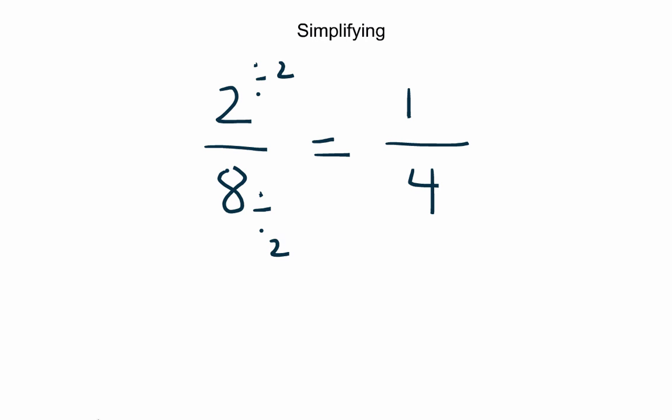What is easier to understand, 2 pieces of 8 or 1 piece of 4? Logically, 1 piece of 4 is simpler to understand than 2 pieces of 8. This is called simplifying your fractions, and it is a requirement anytime you have a fraction answer to make sure that you simplify it if you can.